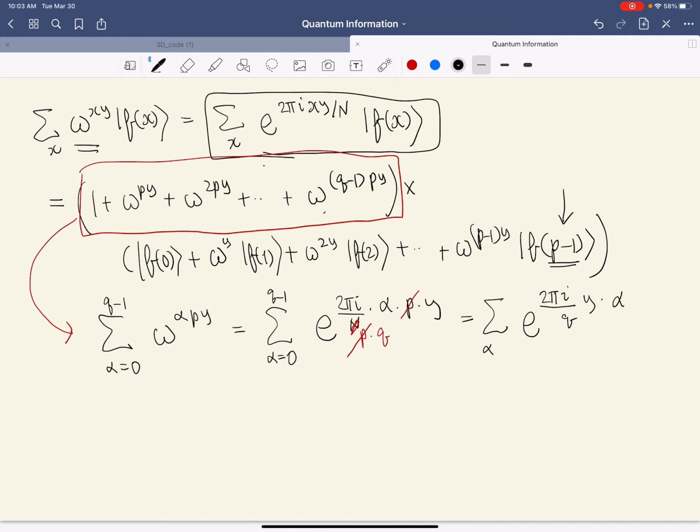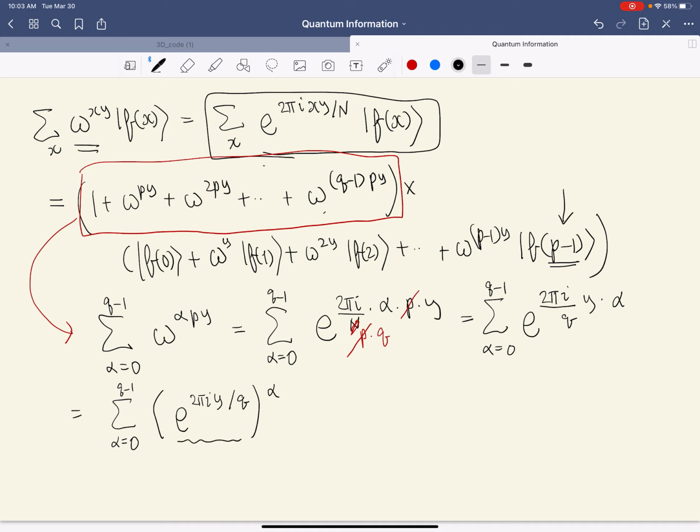Times alpha. Okay, and alpha is going from 0 to q minus 1. Okay, so if you're still not following the math, let me try one more repackaging. Like that. So now we can see that this is some geometric series of this phase factor.